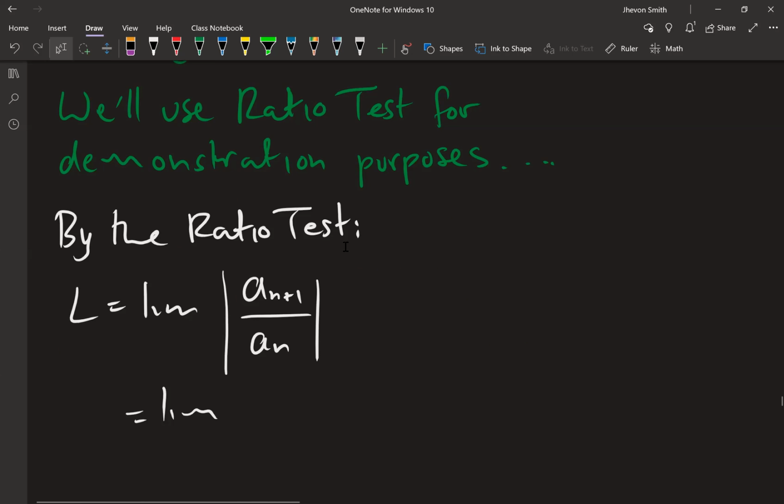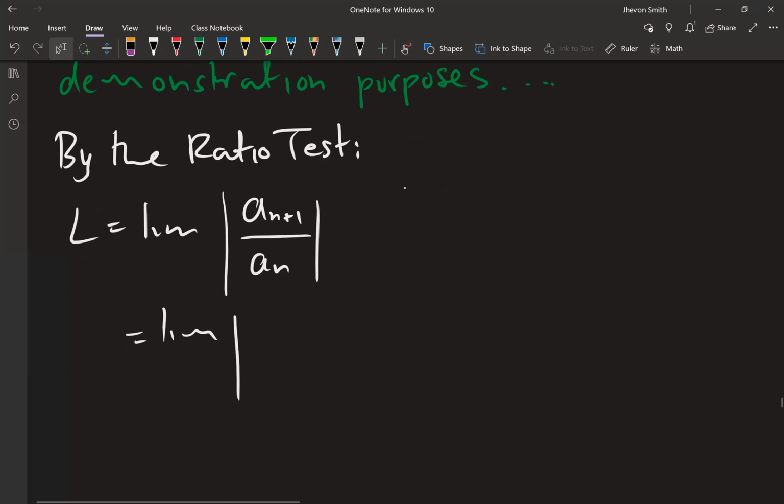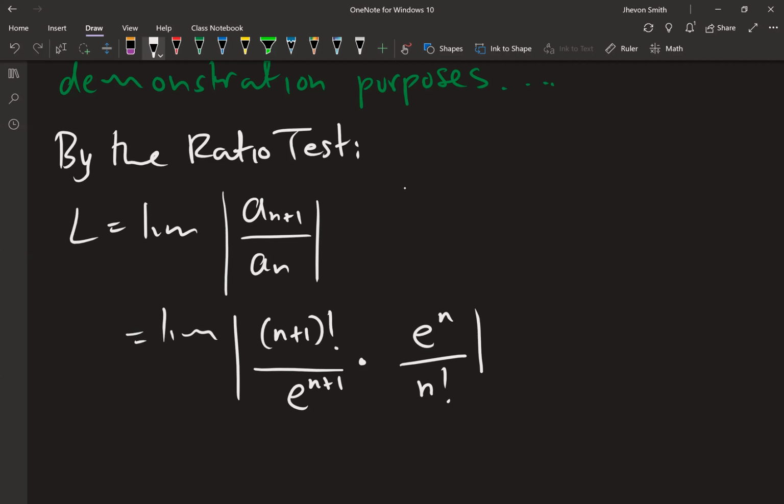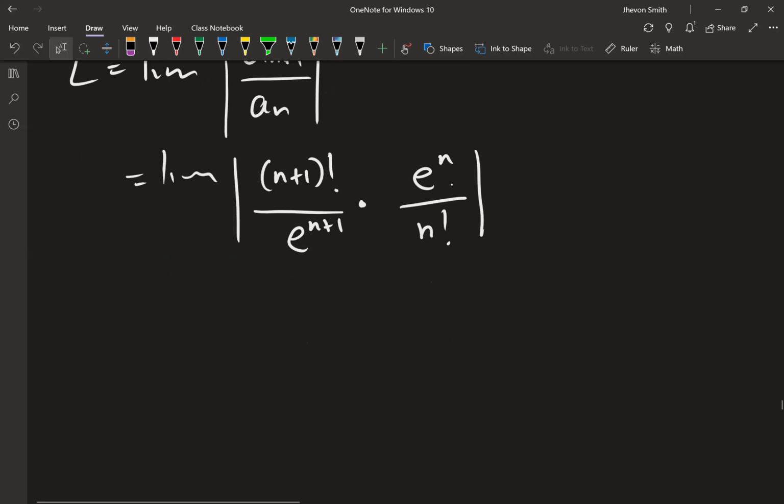So we're going to just go here, plugging n plus 1 everywhere we see n. And as Kayla mentioned earlier, that's going to look like n plus 1 in parentheses, factorial. Don't forget the parentheses, raised to e to the n. And then I'm going to multiply by the reciprocal, e to the n over n factorial. And again, I'm going to group like terms.